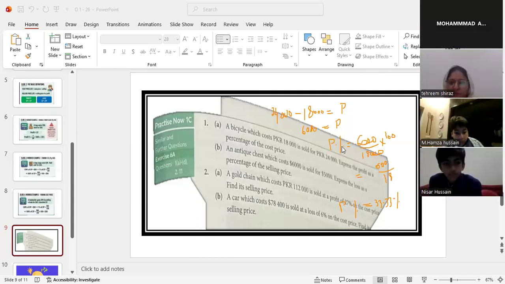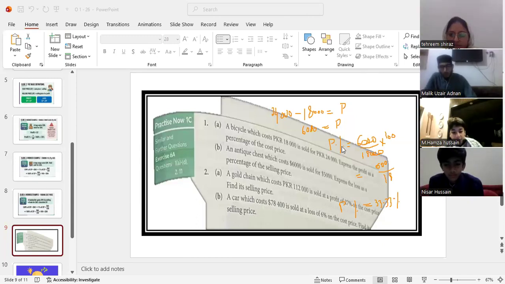Can you tell me the formula to find the profit percentage? Profit percentage equals profit divided by cost price multiplied by 100.